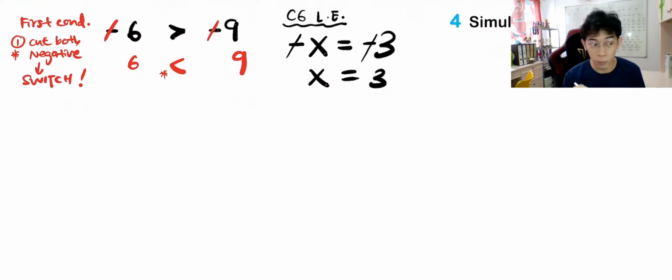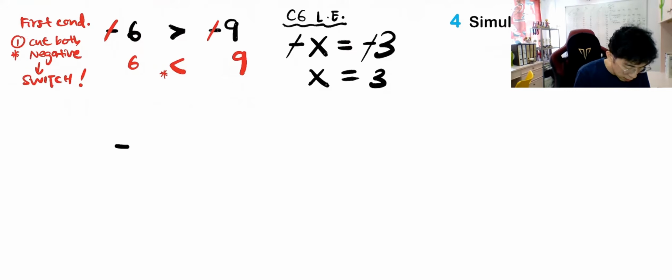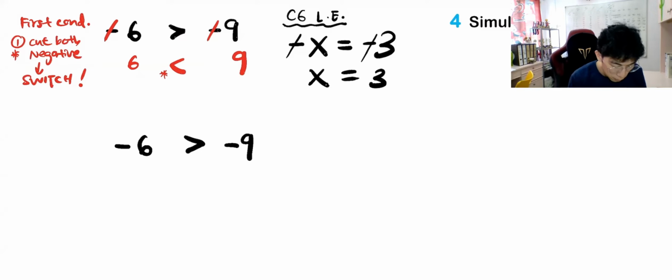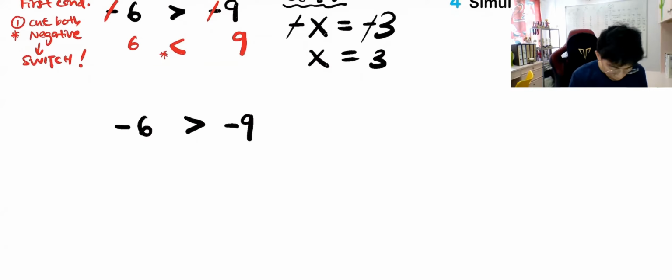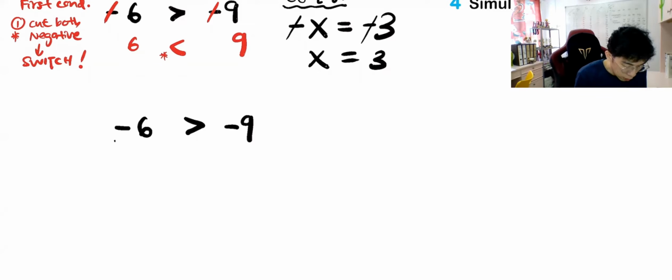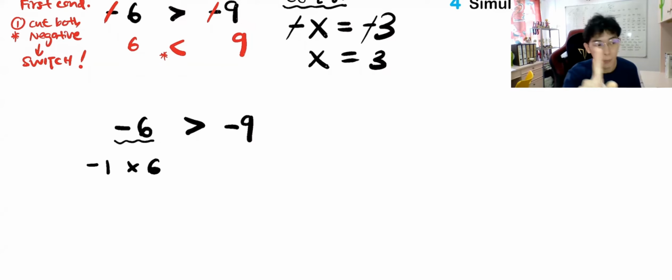Okay, now I come to the next situation. See, -6 and -9, you will still tell me the same thing, correct? That's the second scenario. Just now was the first condition, now the second condition. So this is what happened. I have nothing to do, but I purposely break it down. Agree or not, this thing comes from -1 times -6. This one okay or not?